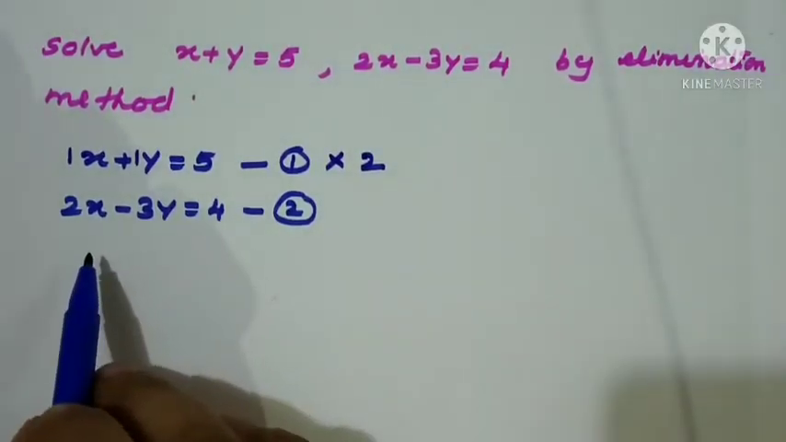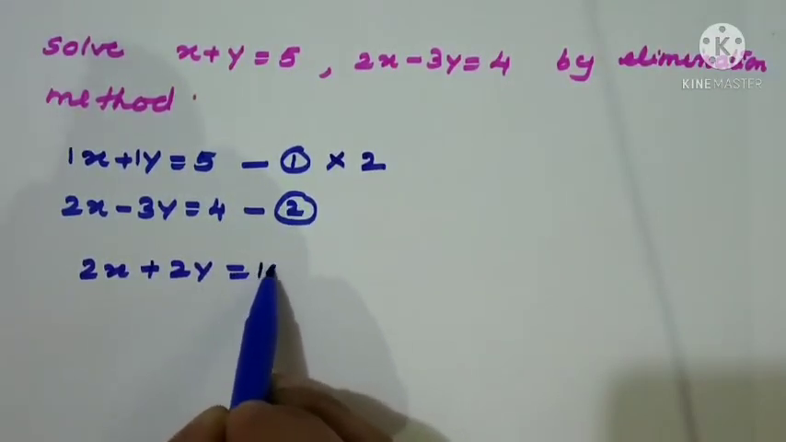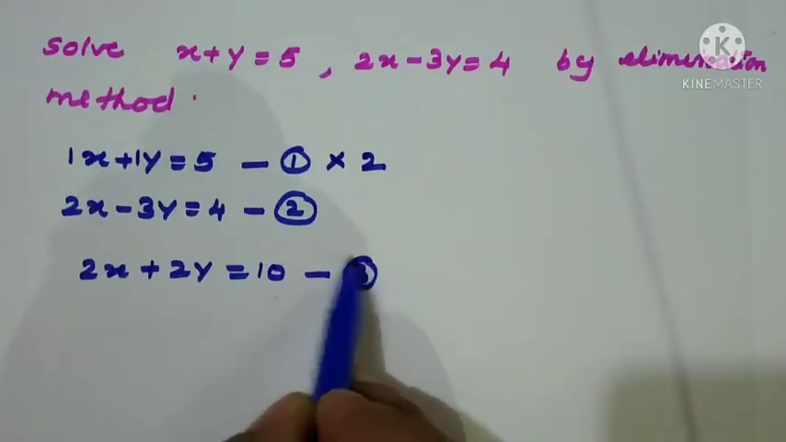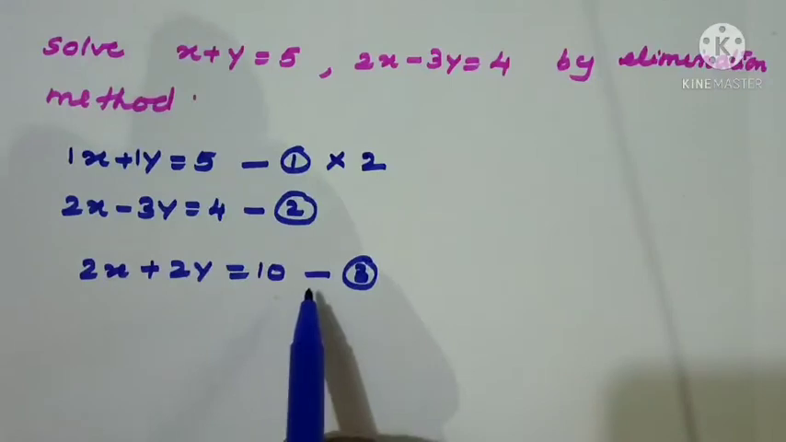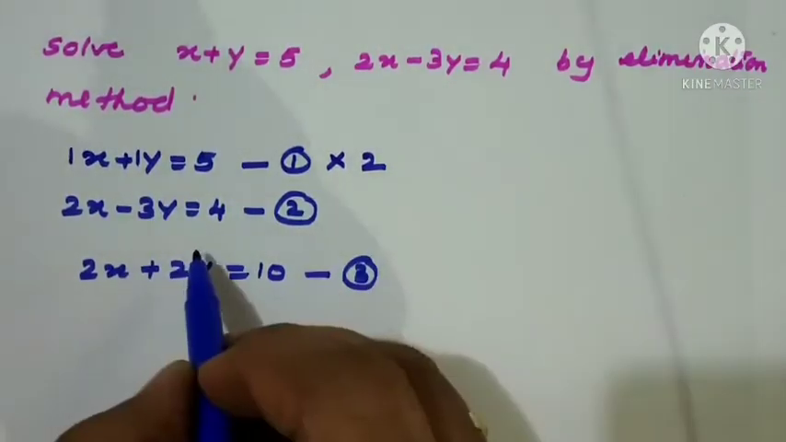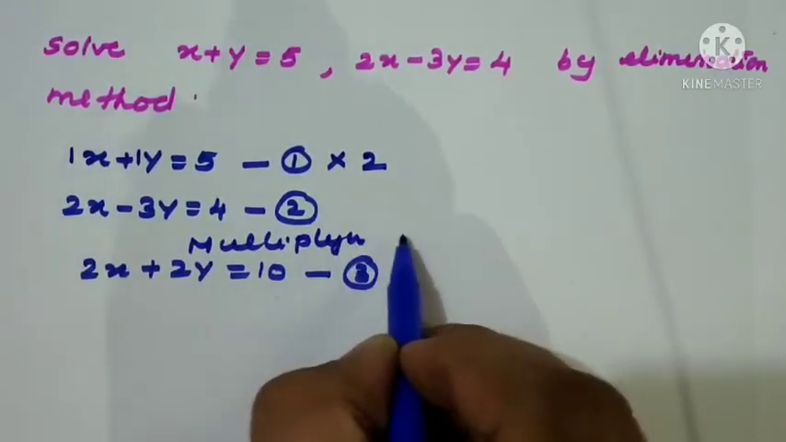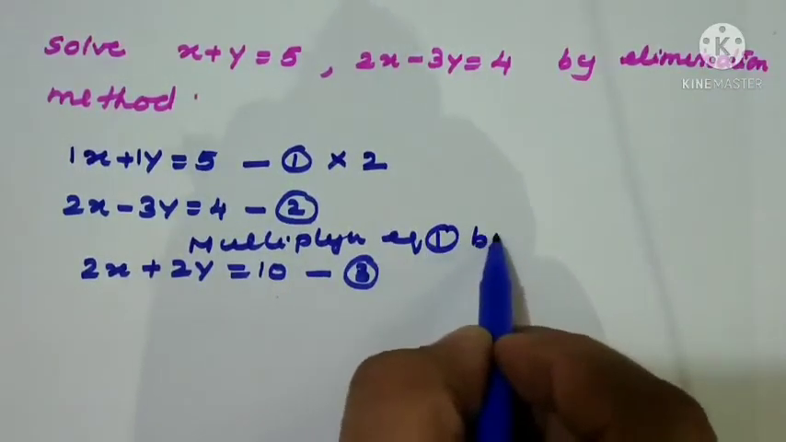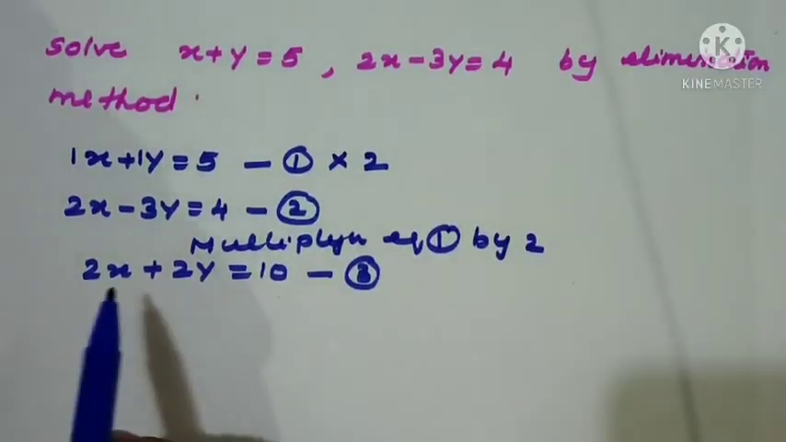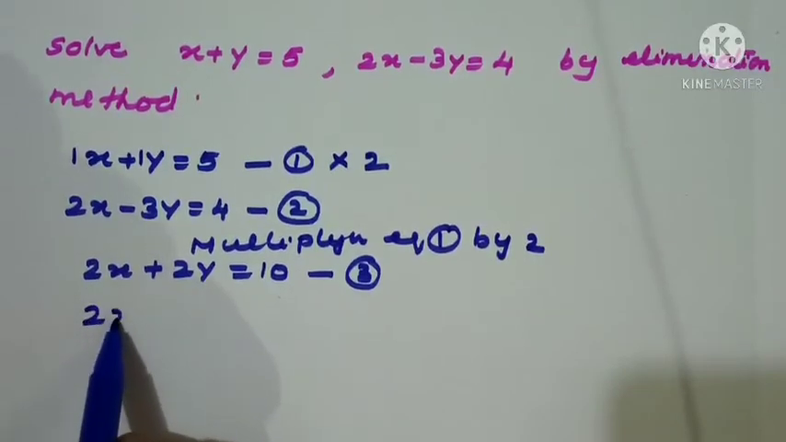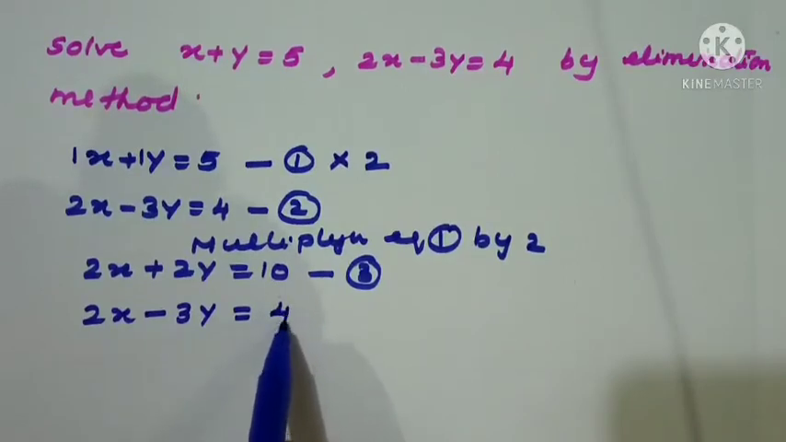So what will happen to equation 1? It is 2x plus 2y equal to 10. That is a new equation, equation number 3. So what we have done? Multiplying equation 1 by 2, we got 2x plus 2y equal to 10. Now just below this I'll write the second equation, that is 2x minus 3y equal to 4.